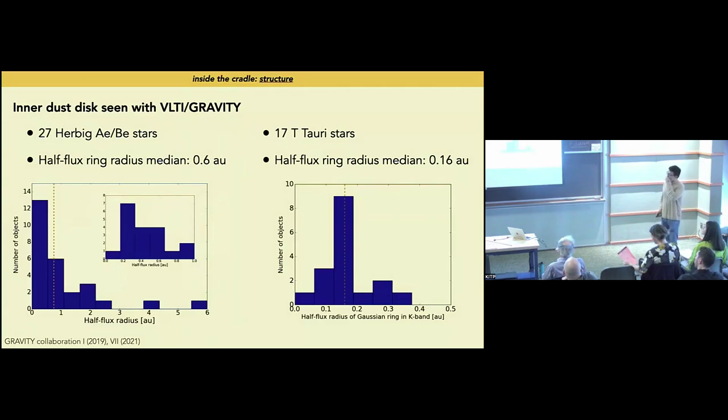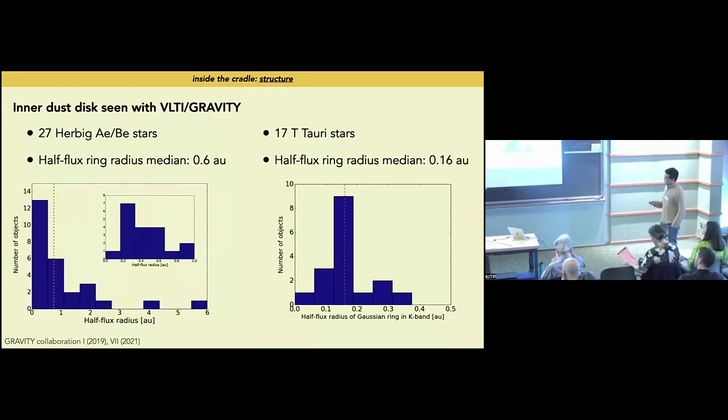Okay, so when you look at Herbig stars, this sample on the left panel, they measured the radius of the ring that you see, and its median value is about 0.6 AU. This is the entire histogram, and of course you see some weird ones, 4 AU, 6 AU there too. In comparison, when you look at T Tauri stars, the median is only 0.16 AU.